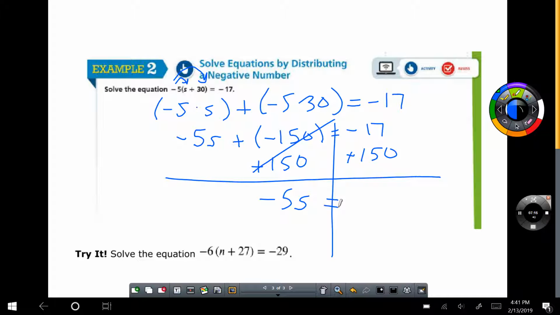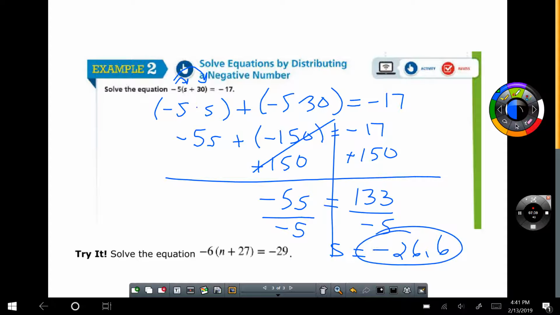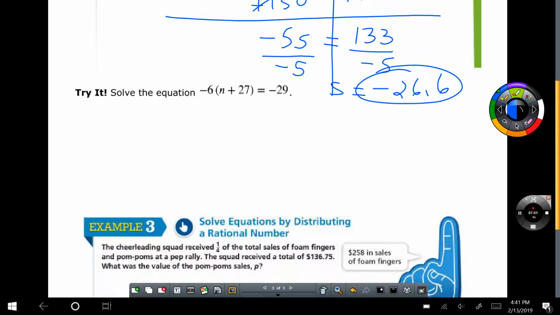Be very, very careful here. Negative 17 plus 150 is positive 133. Don't lose track of that negative. It's not positive 167. The last thing we need to do here is divide by negative 5. Our final answer is s equals negative 26.6. Okay? You try the next one. Put your answer into the PlayPosit.